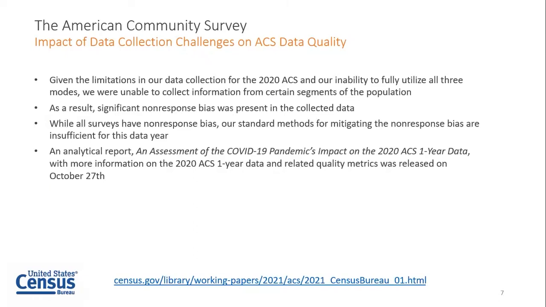The people who did respond to the survey had significantly different social, economic, and housing characteristics from those who didn't, resulting in non-response bias in the data. For example, people who responded to the 2020 ACS had higher income, higher education, and were more likely to own their own home. While all surveys have non-response bias, our standard methods for mitigating the non-response bias are insufficient for this data year.